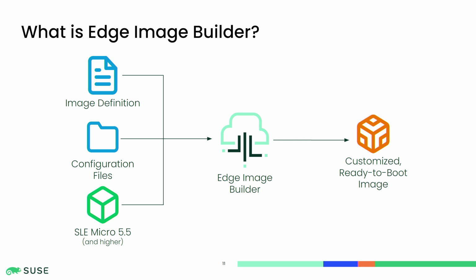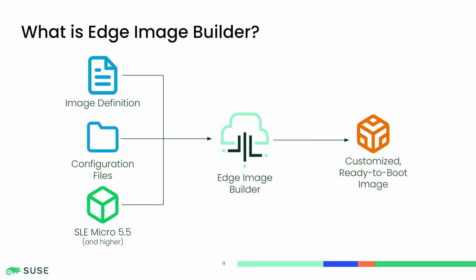Well, there are three different components. We'll list them briefly here, and we'll talk about them in the next slides. So we have the image definition file, we have a configuration directory storing various files, and then finally, last but not least, we have the base SLE Micro image. This is the operating system image which most of you download from the official SUSE Customer Center, which we then go through the process of customizing until we arrive at the destination.